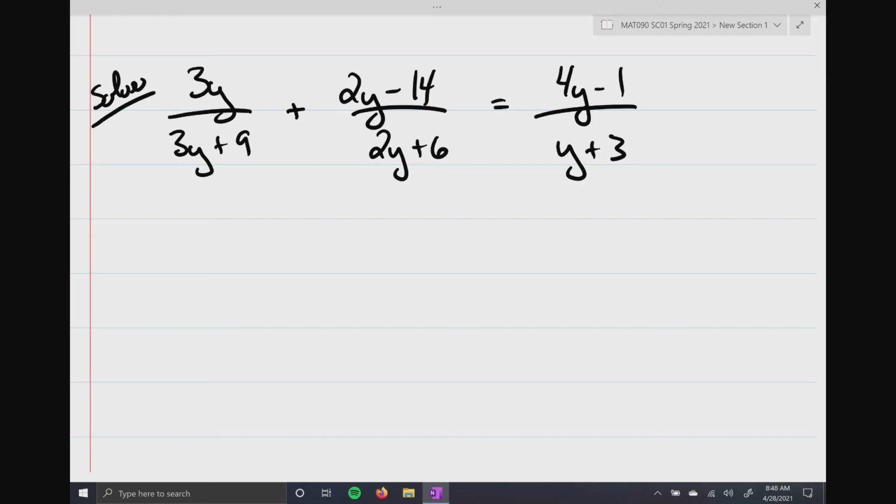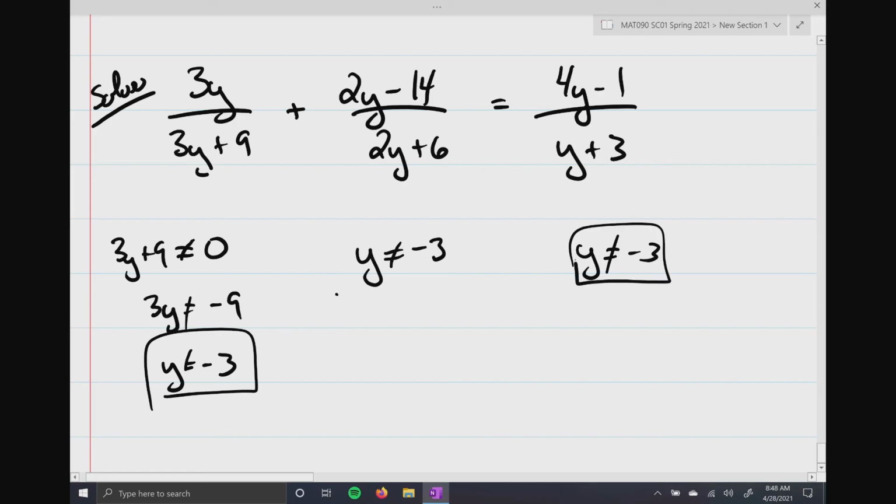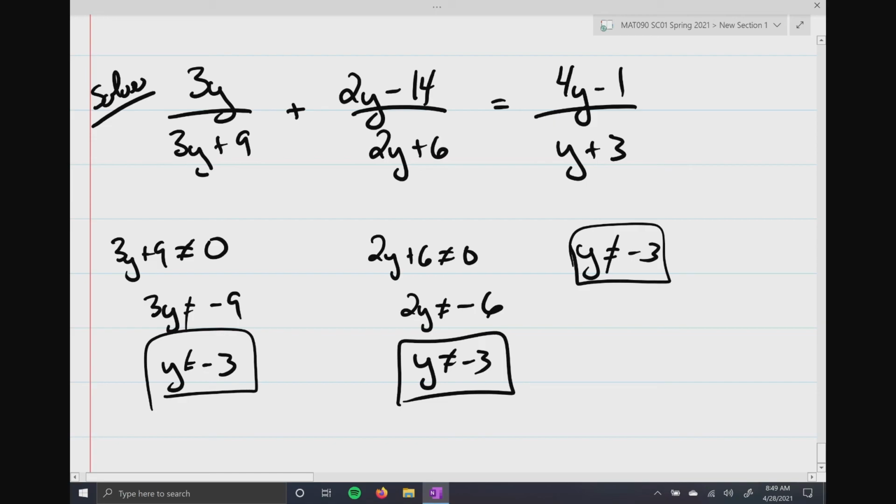So right from the start, I know y cannot equal 3 or negative 3. Like, I know right from the start, y is not allowed to equal negative 3. How do I know that? Well, if I took each denominator, set it not equal to 0 and solved, I can see in each case, and maybe I should have wrote it over here. In each case, if 3 is in the denominator, or negative 3 is in my denominator, I get 0, and I don't want that. So I know from the start, y cannot equal negative 3, and I'll circle it.